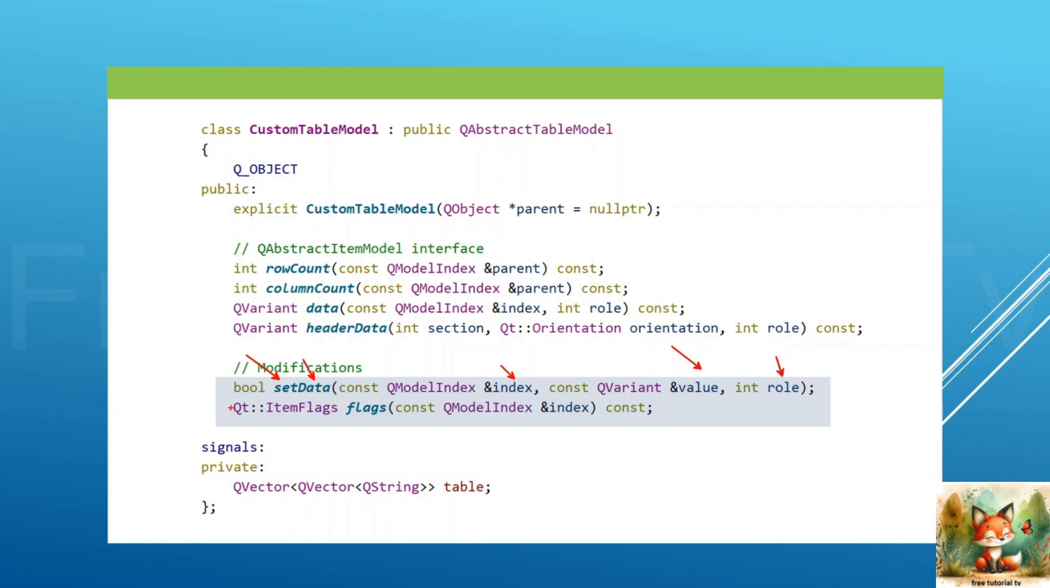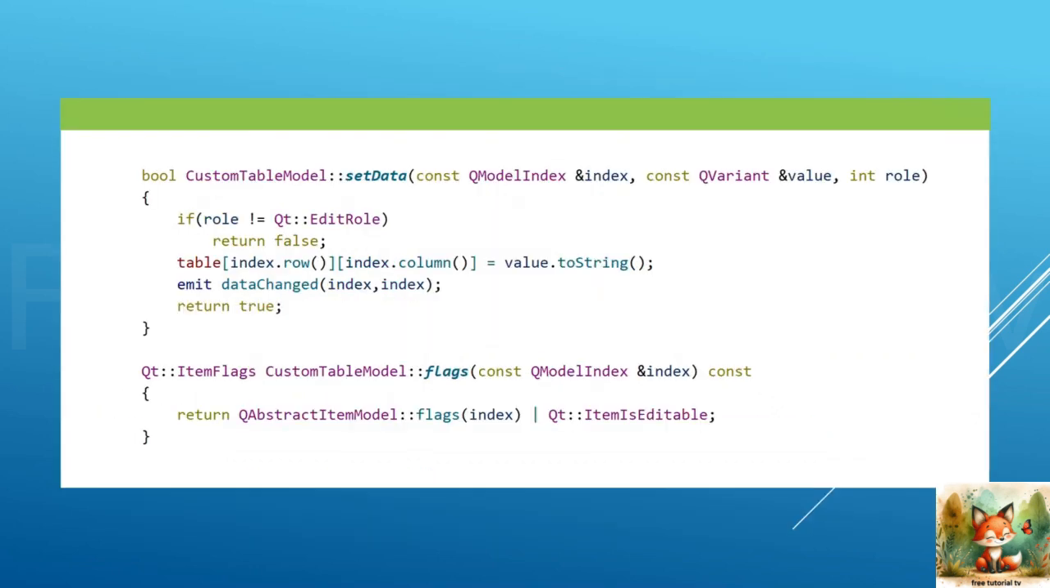And the flags method that we override here is going to allow us to flag our model as a model that can be editable. So these are the two things we need to do on top of what we had from the last lecture. You already know these methods here. Let's see the implementation.